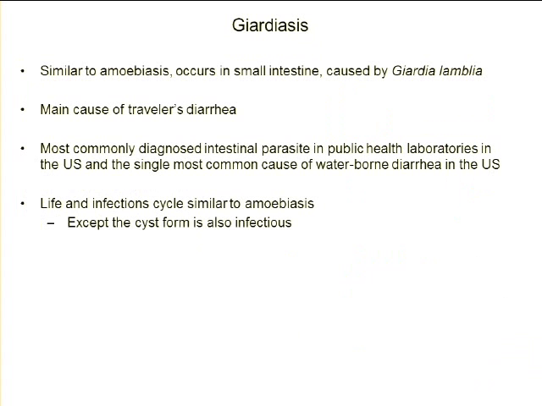So if you're out hiking, camping, out in the woods, and you see a nice stream and you get a drink from it, it's probably got Giardia lamblia in it, and you're drinking it. So that's why that's the source of most of the U.S. infections. Okay. Essentially, the life cycle and the infection cycle is very similar to amoebiasis.